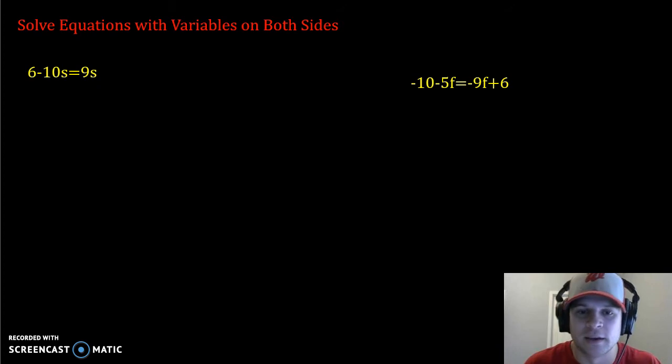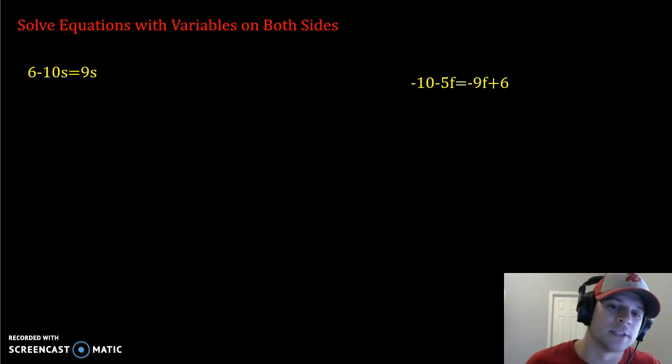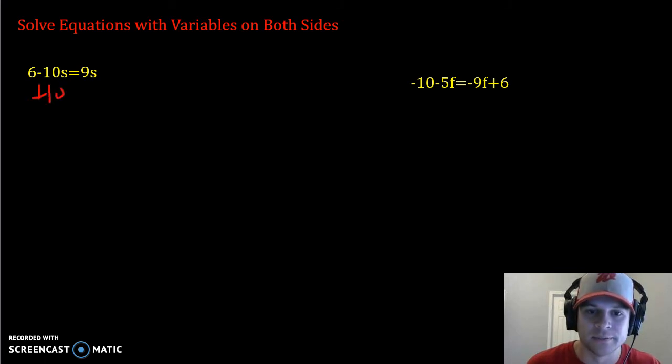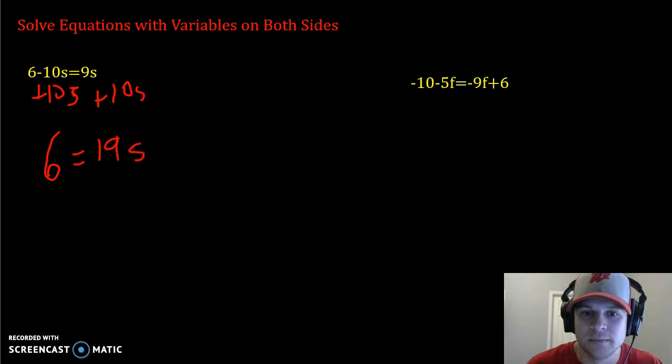The easiest method, I find, is getting the variable on one side away from the number. Right now we have a number by itself on the left, so let's get the variable away from the number. I'm going to move this negative 10s over to the other side, and the way you move it is by doing the opposite of what you see: plus 10s. Negative 10 and positive 10 give you 0, so we have 6 equals 19s.